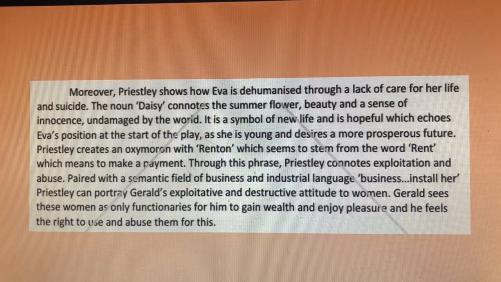Then we've got a link, of course, to Daisy, which I explained earlier in this clip, why the name Daisy is important. The noun daisy connotes a summer flower, beauty and a sense of innocence, undamaged by the world. It is a symbol of new life and is hopeful, which echoes Eva's position at the start of the play. She is young and desires a more prosperous future.